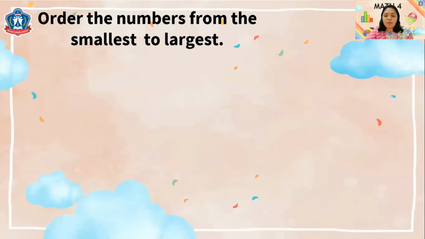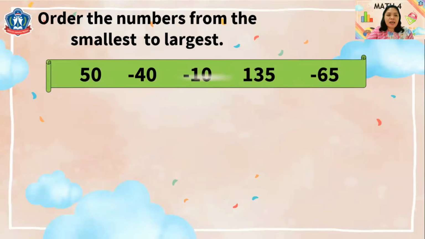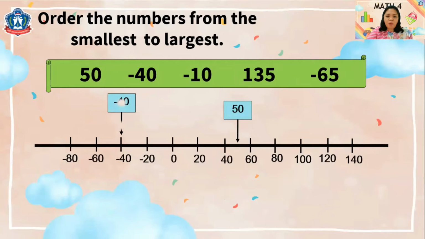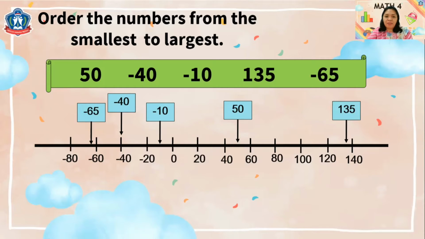Now let's order the numbers from the smallest to the greatest, and we have here some numbers. We have 50, negative 40, negative 10, 135, and negative 65. By using our number line, let's place these numbers. Remember that smaller numbers are the numbers on the left side and bigger or larger numbers are on the right side.